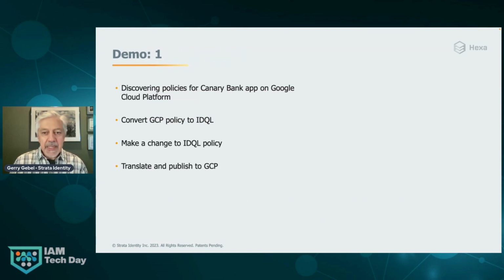So the first one will show integration with GCP, the Google Cloud Platform. We have a demo app running there called Canary Bank, and you'll see me log into it. We'll also then go to the HEXA policy admin UI and connect to that environment, discover the policies. We'll make a change to that because it'll be in IDQL format. And then we'll push that change back out to GCP, and you'll see how the demo app Canary Bank reacts to that change.